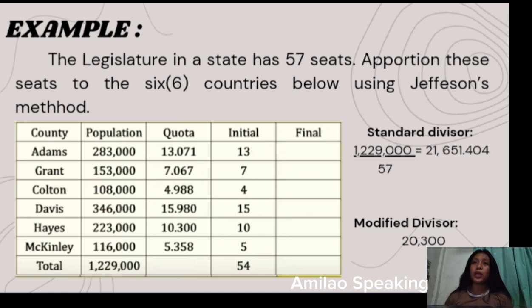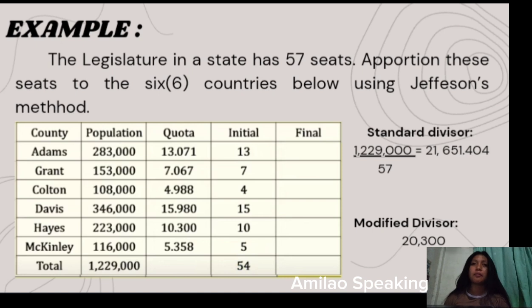So, as for the continuation, in example 2 the legislature in a state has 57 seats. Apportion these seats to these 6 countries below using Jefferson's method. As we all know, it was discussed about the Jefferson's method. Here there are 6 countries, which are Adams, Grant, Colton, Davis, Hayes, and McKinley. The first step is to find their total population.